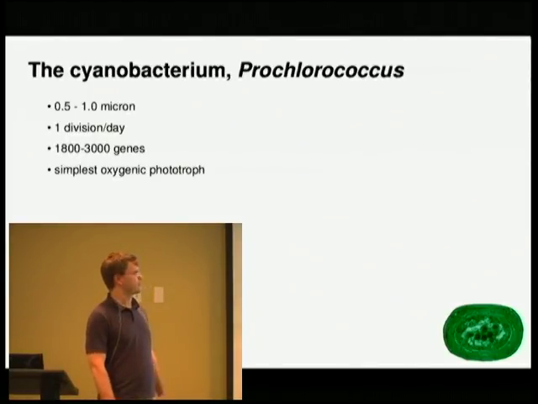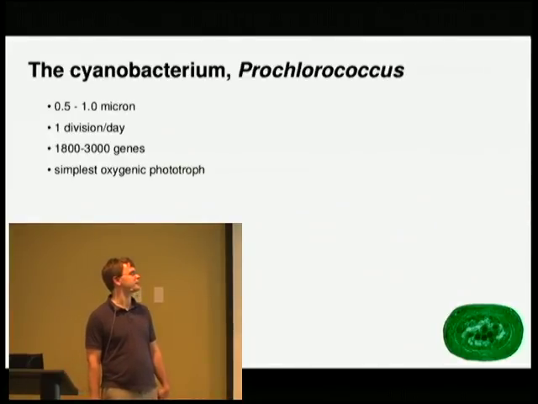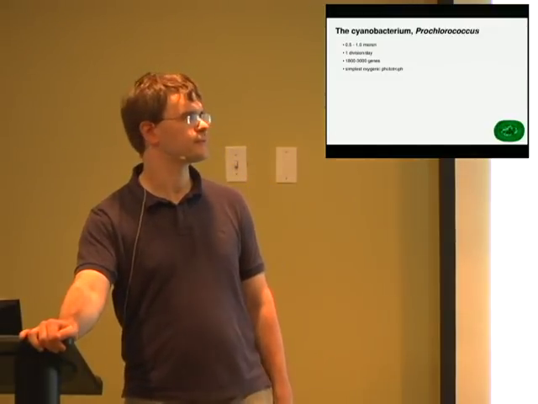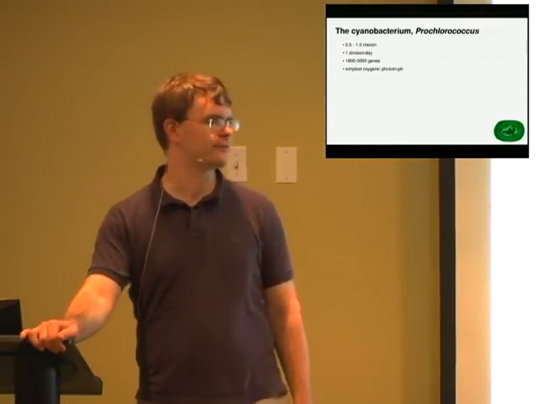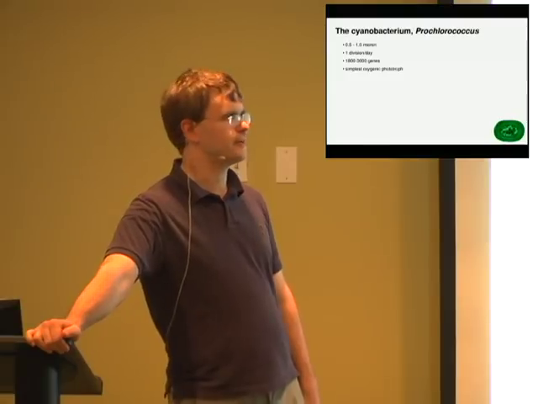So the first half of the talk, what I was doing in grad school, the lab I joined has been studying this cyanobacterium Prochlorococcus for now, well, they actually are the ones who discovered it in the late 80s, and they've focused on it ever since. And the reason they found it so interesting, there are several reasons. First of all, it's a very simple organism. Most of them are about half a micron across, which is pretty small even by the standards of bacteria.